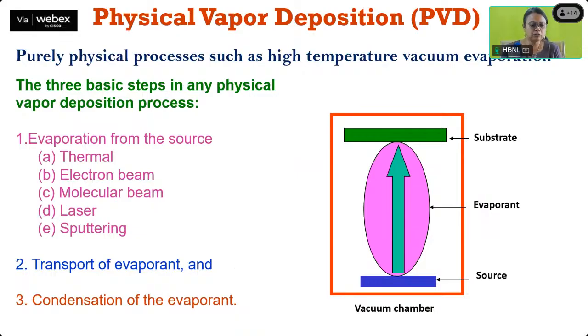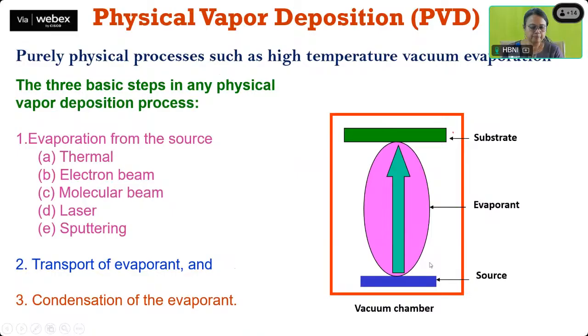Physical vapor deposition is a purely physical process, and generally high temperature and vacuum evaporation is there. In case of thermal vapor deposition, the basic steps are that we are evaporating material. So there is a source, and this is the substrate, and we will be evaporating the material. Because it is just physical vapor deposition, the material gets evaporated and then it sits on the substrate.